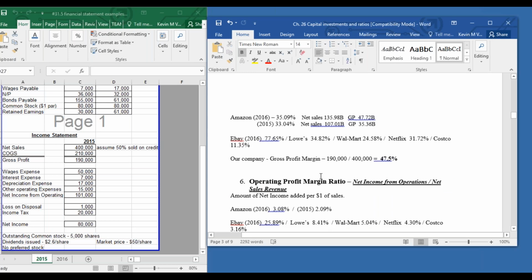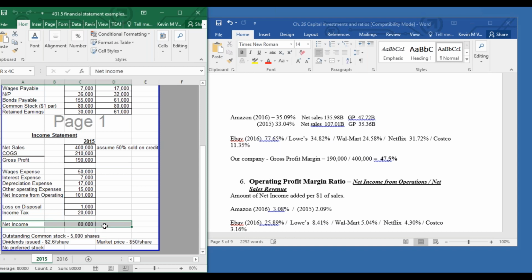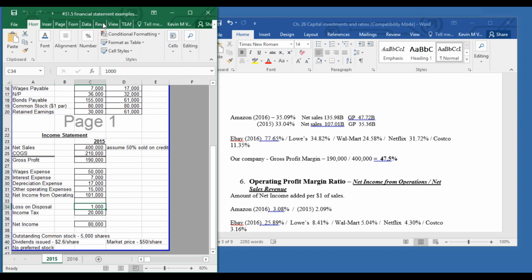Okay, the next one is almost identical to the one we just did, except instead of looking at gross profit margin, now we're going to look at operating profit. Operating profit is almost the same as net income. If you'll notice though, down here, net income is our bottom line, but that includes things like income tax and losses. So a lot of times if you're evaluating a company, businesses, banks, or perhaps people in the stock market, you'll look at, well, what do they do on a day-by-day basis, not counting things that are somewhat out of their control, like income tax.